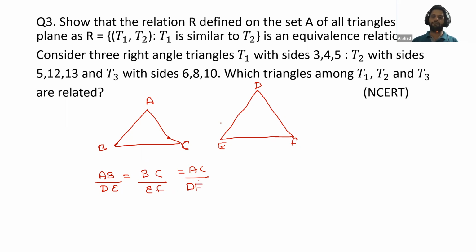Okay, this you have done in your previous classes. So we have taken this side and we have taken this side. So AB by DE is equal to BC by EF is equal to AC by DF. If you check in these two triangles, T1 and T3, then please check here: 3 by 6 is equal to 4 by 8 is equal to 5 by 10. That's why we will say that these two triangles are similar, that means T1 and T3. The same condition is not followed by T2.